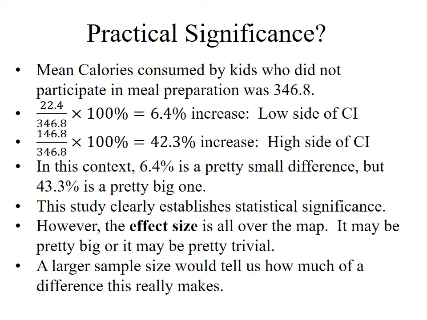The mean calories consumed by kids who did not participate in meal preparation was 346.8. So what sort of percent increase is going on here? 22.4 divided by 346.8 times 100 to make it a percent. Okay, so on the low side of the confidence interval, that's only a 6.4% increase. On the other hand, on the high side, 146.8 divided by 346.8 times 100% is 42.3% increase. Well, that's substantial. So how do we interpret this?